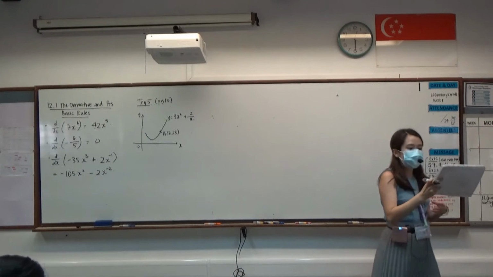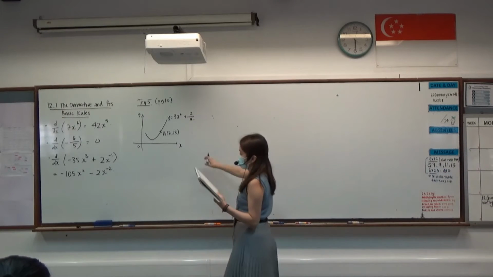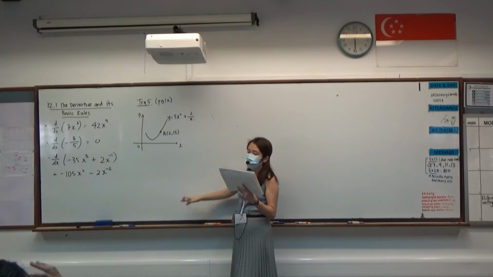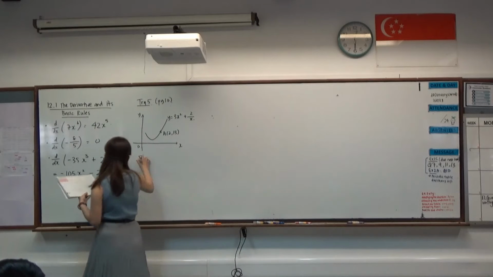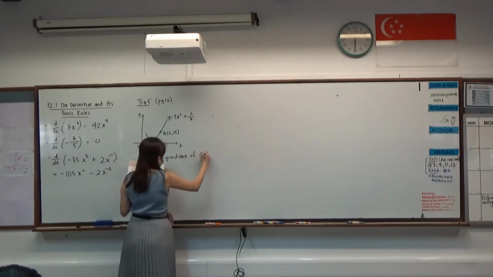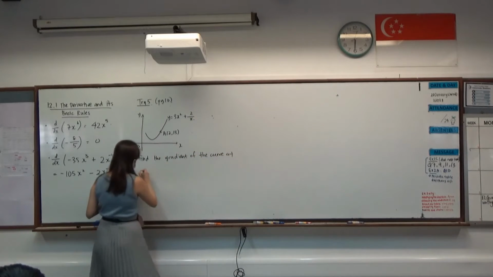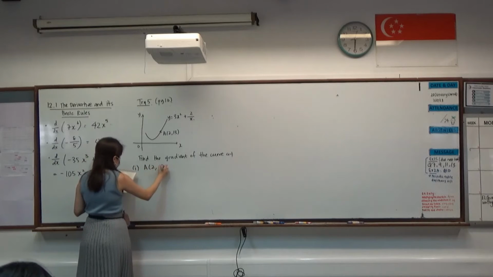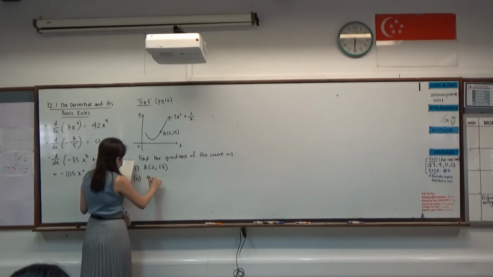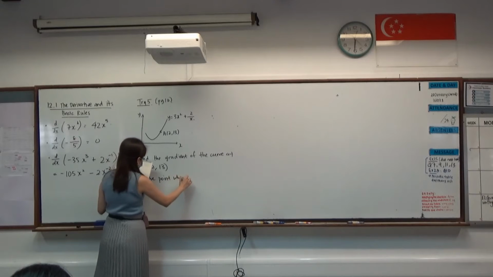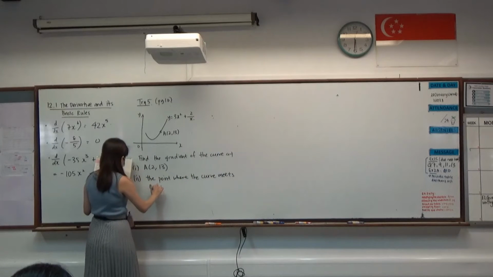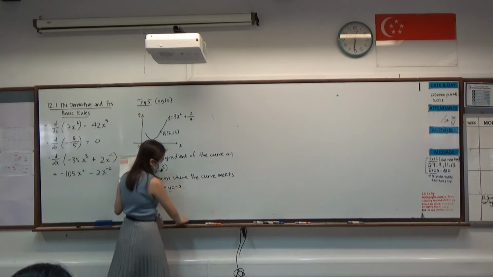Okay, so we are looking at this diagram that shows part of a curve with the equation y equals 3x squared plus 2 over x. There is this point (2, 13), which we label as A. In the first part of the question, they want you to find the gradient of the curve at point (2, 13), and then in part 2 we want to find the point where the curve meets the line y equals negative x.